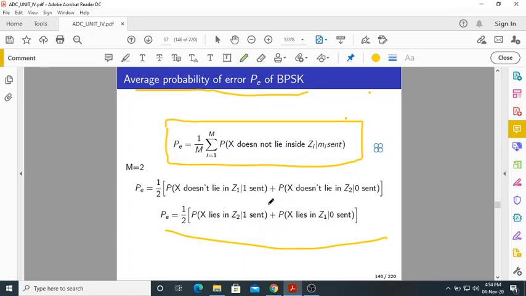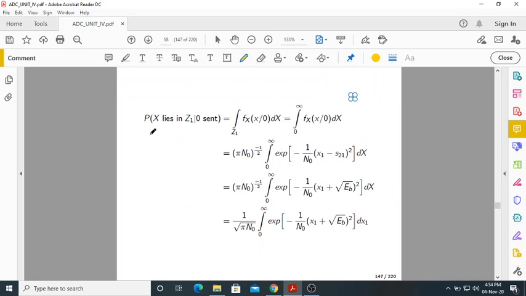Now we have to find out these probabilities, this one and this one. You know already that probability means area under the PDF. Now this is a conditional probability, so obviously it would be equal to the area under the conditional PDF. Now I am finding this probability: probability that x lies inside Z1 given 0 sent, which means I am finding the area under the PDF fX of x given 0, integrated over the region Z1.